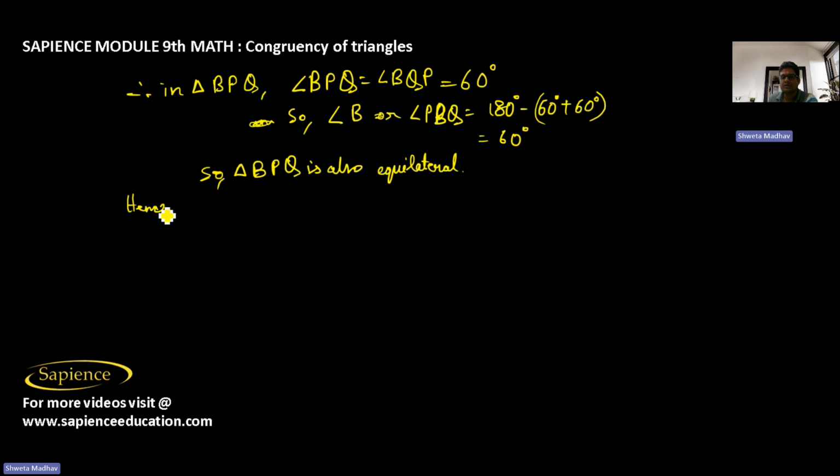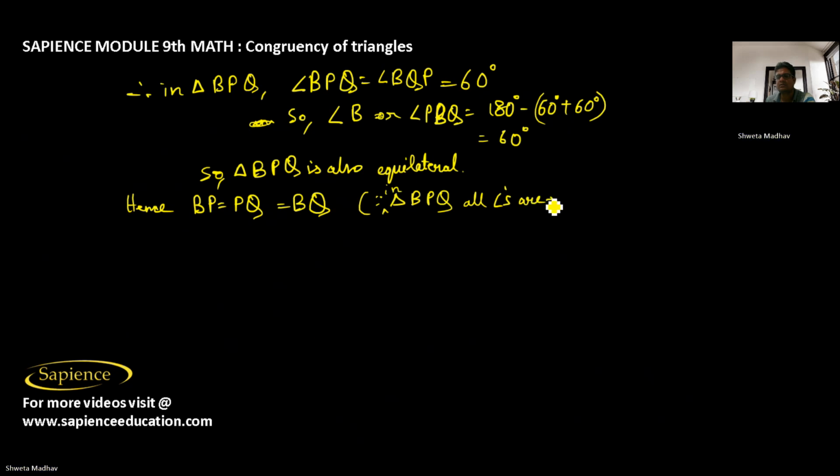Hence, we can say that BP is equal to PQ is equal to BQ, since all the sides are equal. Since in triangle BPQ all the angles are equal, the sides opposite to the equal angles are also equal.